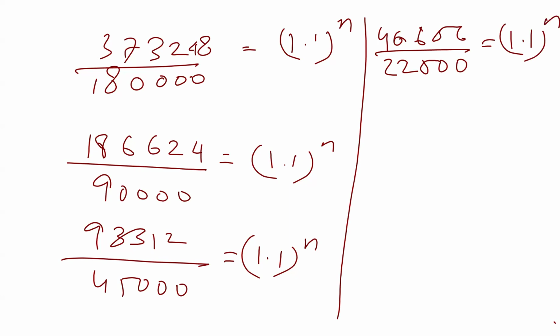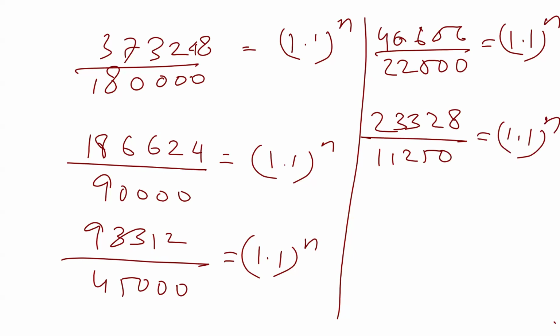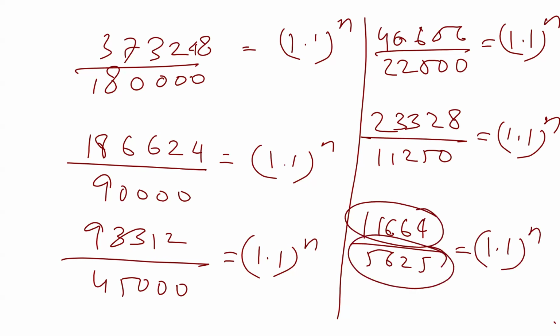So once again divisible by 2. 23328 upon 11250, right? It's very calculative, I should say. 23328 divided by 2, 11664 upon 11250 divided by 2, 5625. Now let's check whether the numbers are divisible by 3.